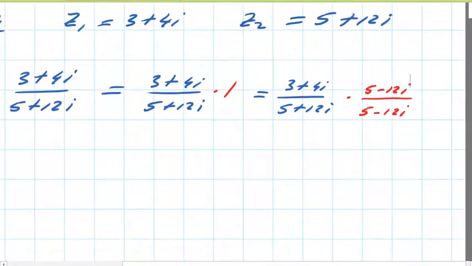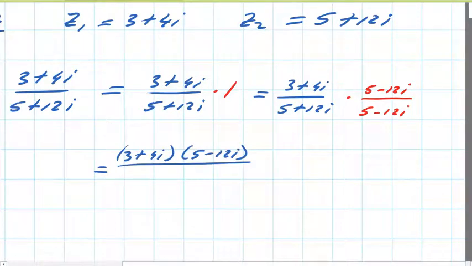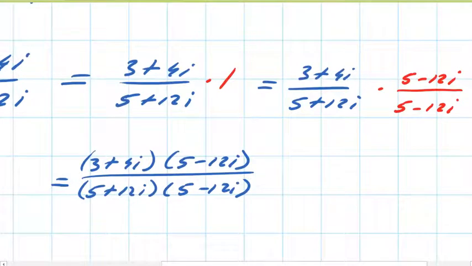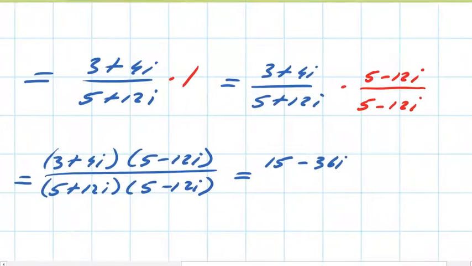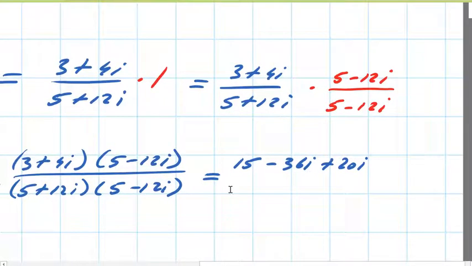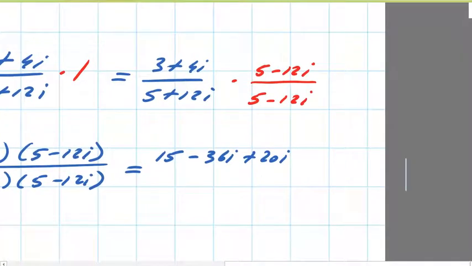We'll multiply top by top first and then bottom by bottom. So it's 3 plus 4i multiplied by 5 minus 12i over 5 plus 12i multiplied by 5 minus 12i. And let's just multiply out the brackets. So it's 3 by 5 is 15. 3 by minus 12 is minus 36i. 5 by 4 is 20i. And 4i by minus 12i is minus 48i squared.